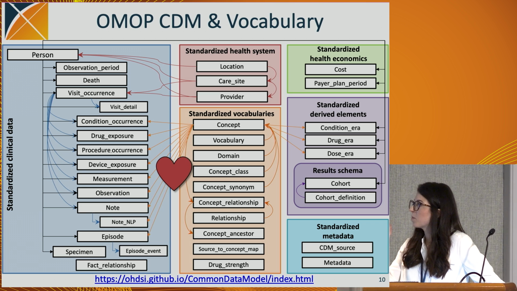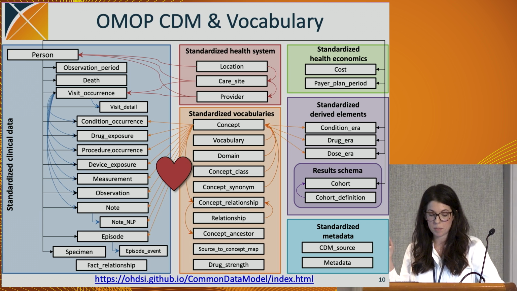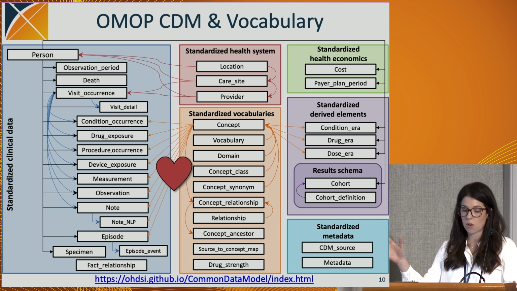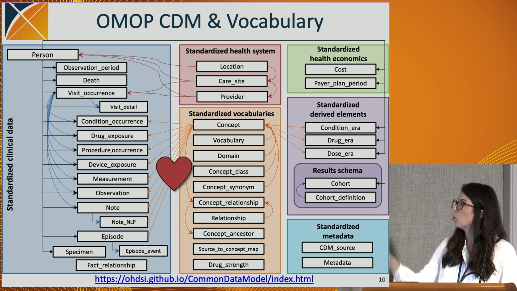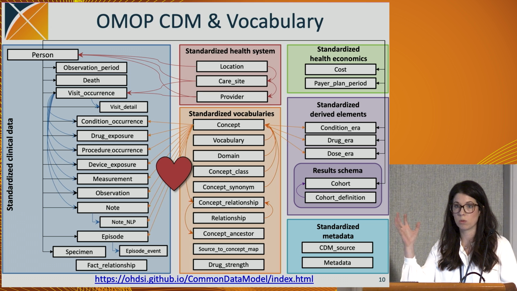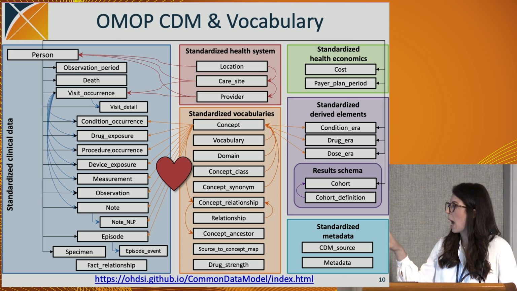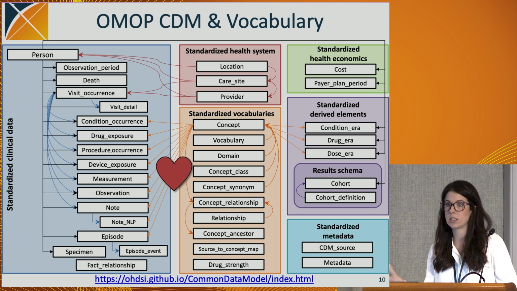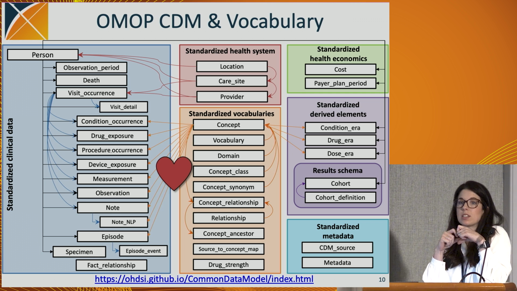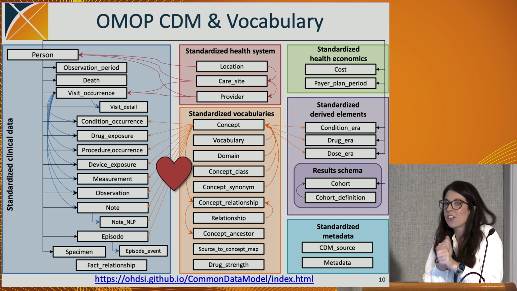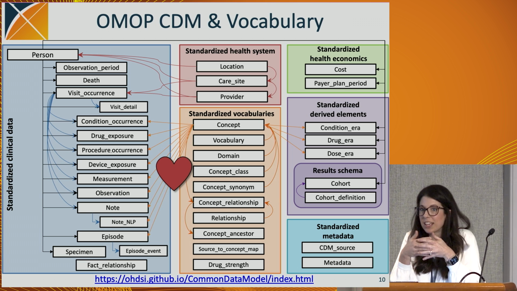All right, so you've seen this slide many times. I'm sure most of you know what's going on here. The blue boxes are the actual tables that hold the data. You've got the standardized vocabularies there in the orange boxes. And I put a little heart because they're like best friends. You can't have one without the other. They snuggle up, like they're interlinked.